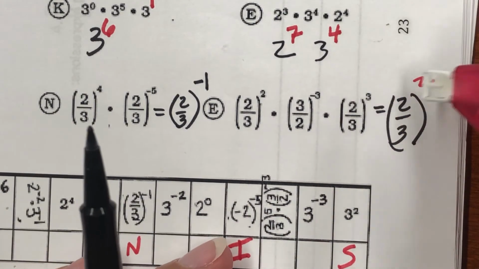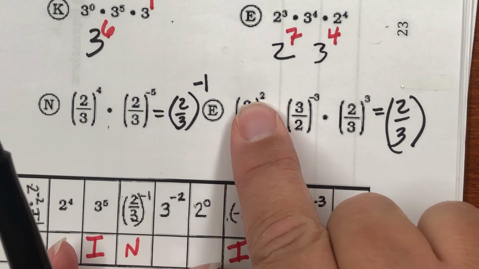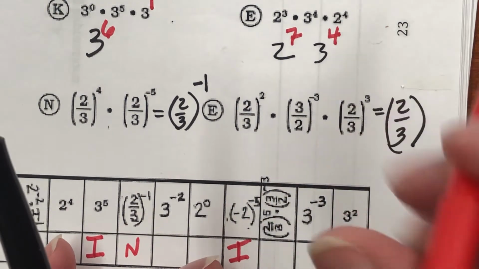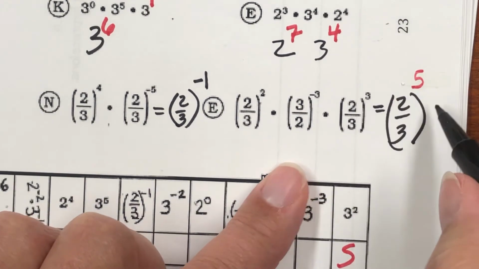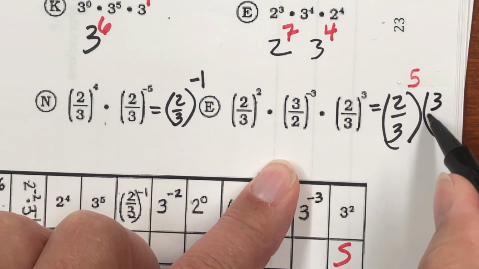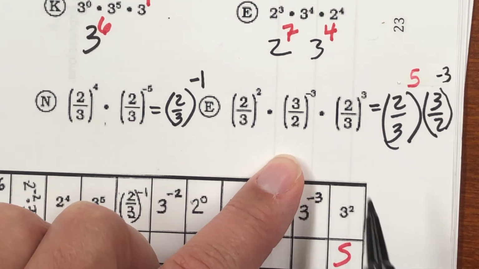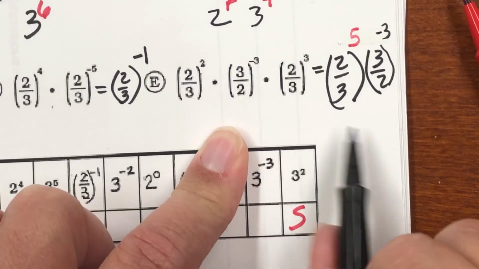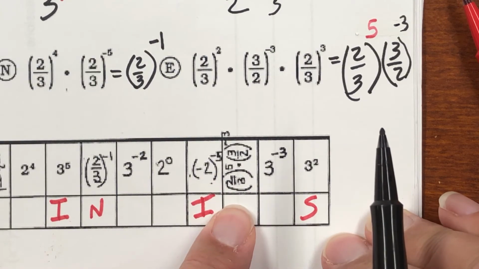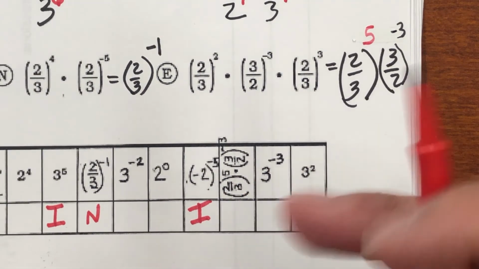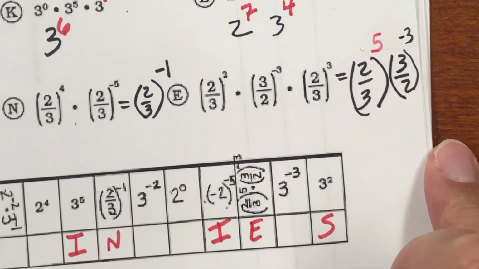Just check yourself. So that is actually going to be 2/3 to the 2 plus 3, fifth power. And this one is going to be 3 over 2, and that is to the negative 3rd power. They have 2 different exponents because they're actually 2 different bases. And that is right down here. That is letter E. You have to check things. You always have to check things.